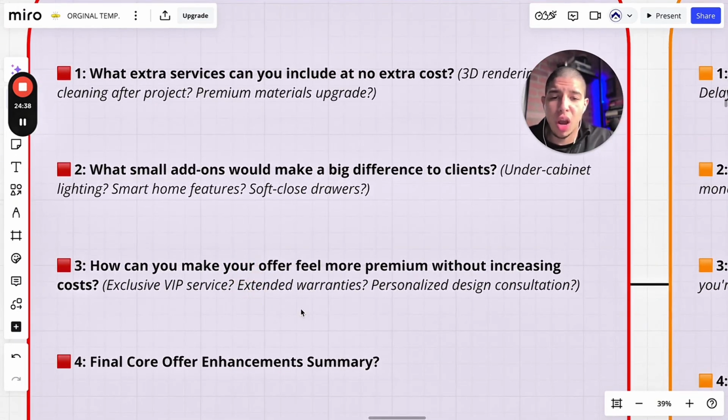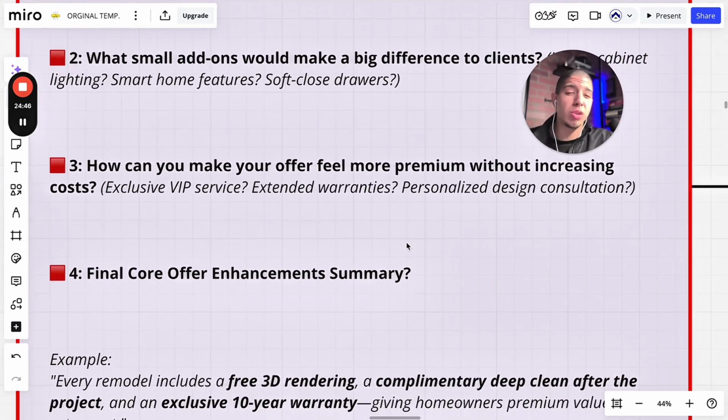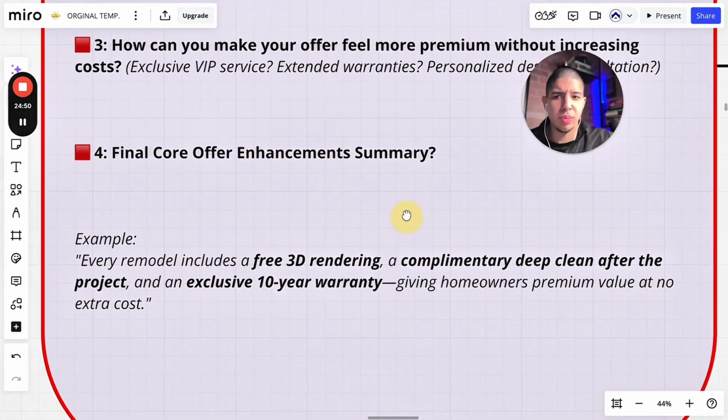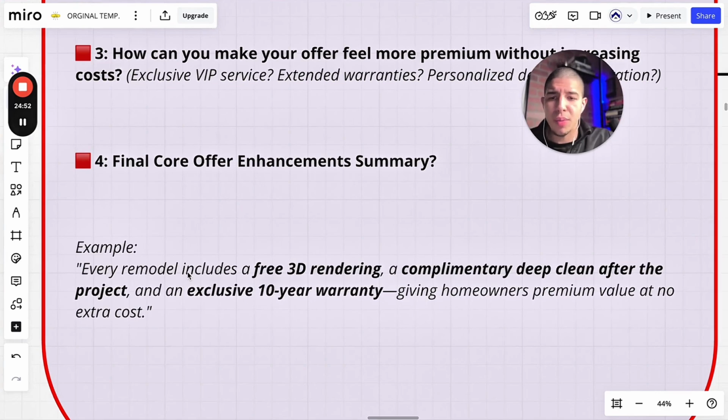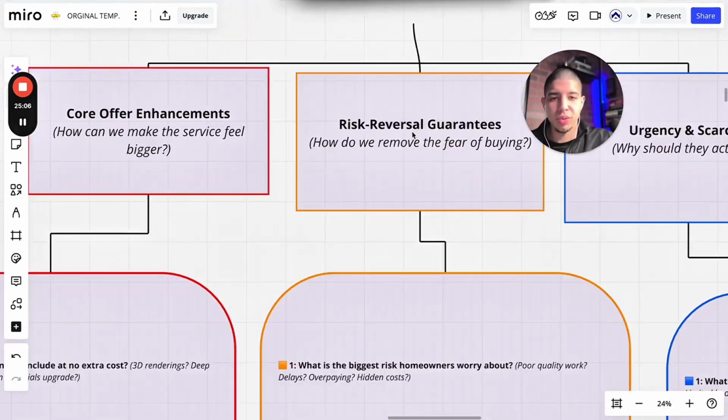How can you make your offer feel more premium without actually increasing the cost? So exclusive VIP service, extended warranties, personalized design consultations. Somebody actually goes out to their house and gives them a breakdown, right, on what looks good. An actual legit person who knows what they're doing. Every remodel includes a free 3D rendering, a complimentary deep clean after the project, and an exclusive 10-year warranty, giving homeowners premium value at no extra cost and 100% peace of mind. Oh my gosh, bro. Who was going to say no to this?